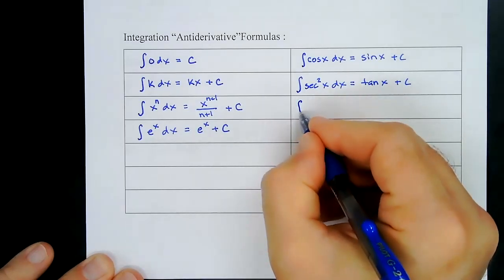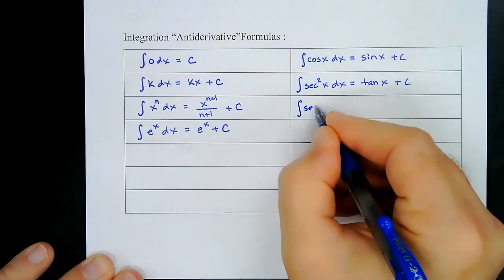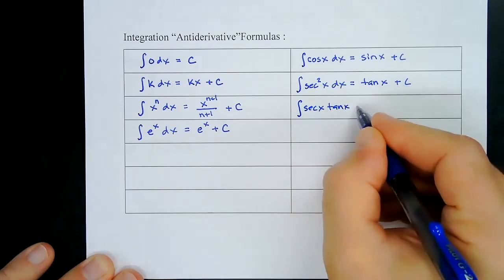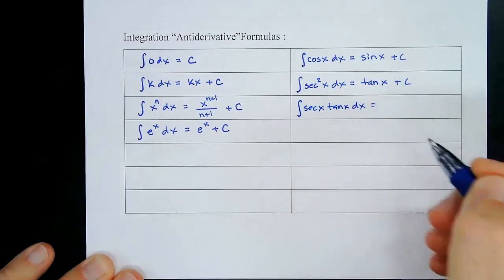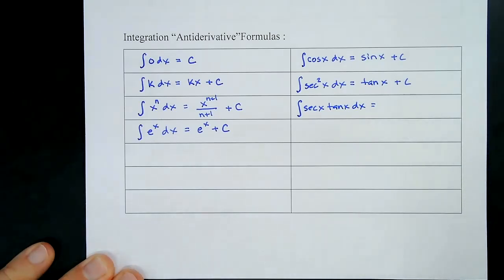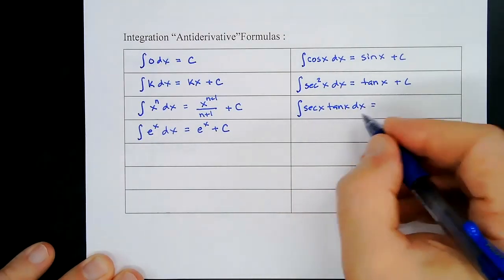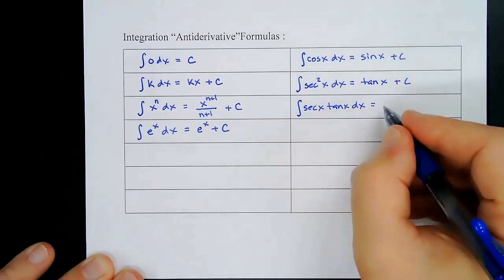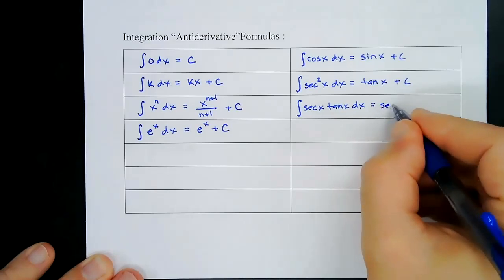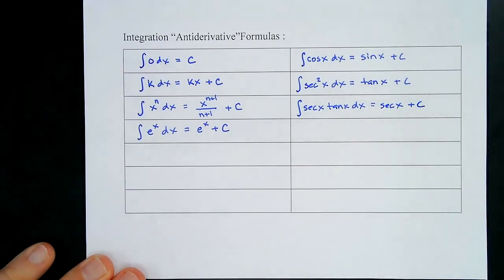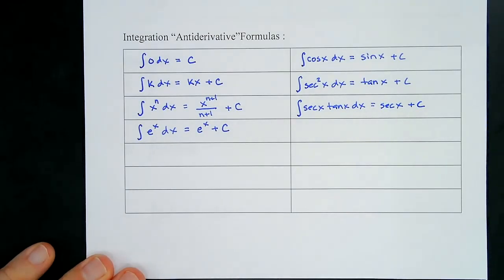What is the integral of secant x tangent x dx? What could I take the derivative of that would give me secant x times tan x, the derivative of secant x? So that means when we anti-differentiate, take the antiderivative or the integral, that's going to equal secant x plus some constant c. Okay? All right.